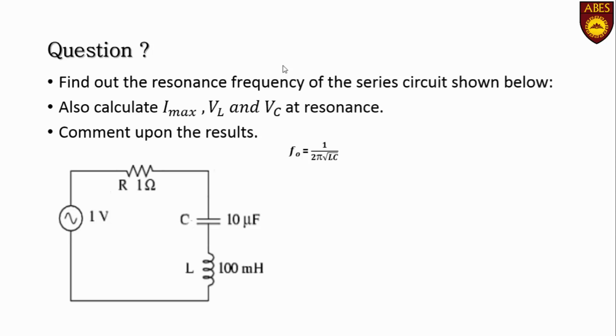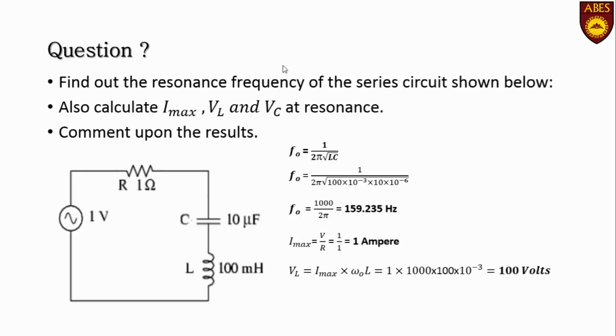For the first case, we know the resonance frequency has the formula 1 upon 2 pi square root LC. So we can easily calculate the resonance frequency for this given circuit as 159.235 Hertz. We can find Imax as V upon R, because at resonance, impedance is only equal to R. So it is 1 upon 1, which is equal to 1 ampere. Now the voltage across the inductor will be this current at resonance multiplied by the inductive reactance at resonance. It is equal to 100 volts. In the same way, the voltage across the capacitor will be the product of resonance current multiplied by XC at resonance. So it is again equal to 100 volts.